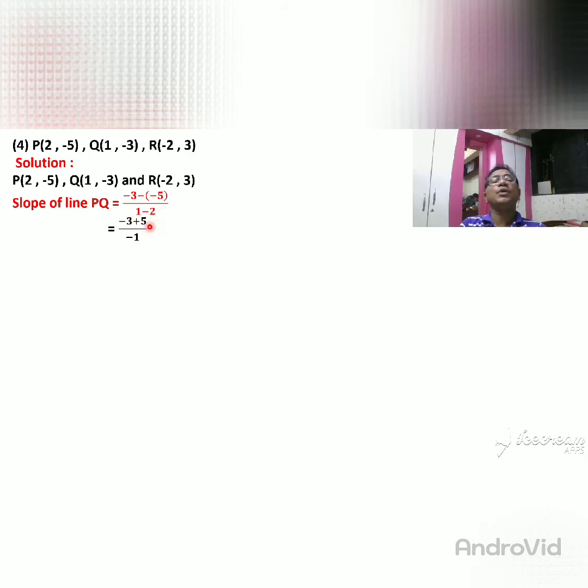Minus 1. So 5 positive, 3 negative. Signs are not the same, subtract. 5 minus 3, what remains? 2. 2 upon minus 1. So 2 divided by minus 1, what do you get? Minus 2. So the slope of line PQ is equal to minus 2.